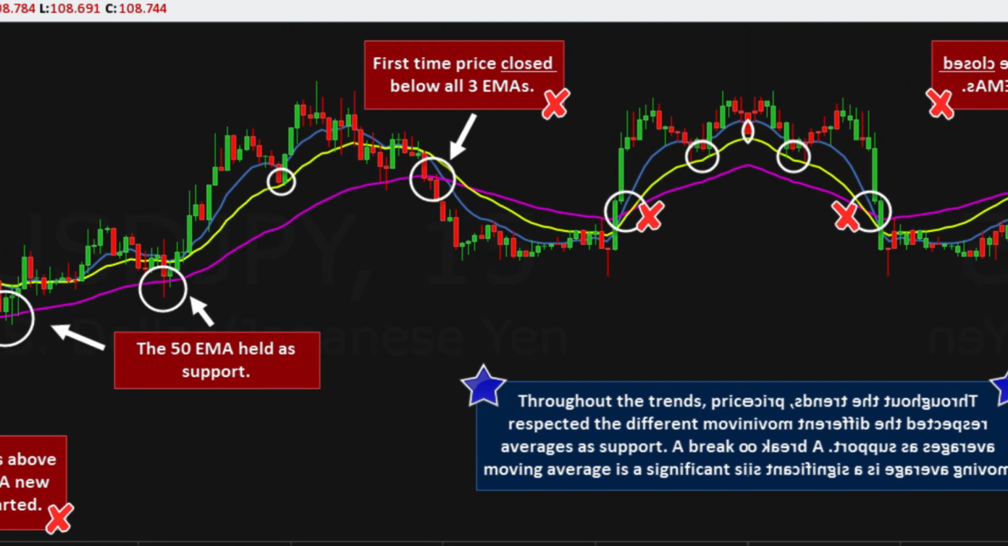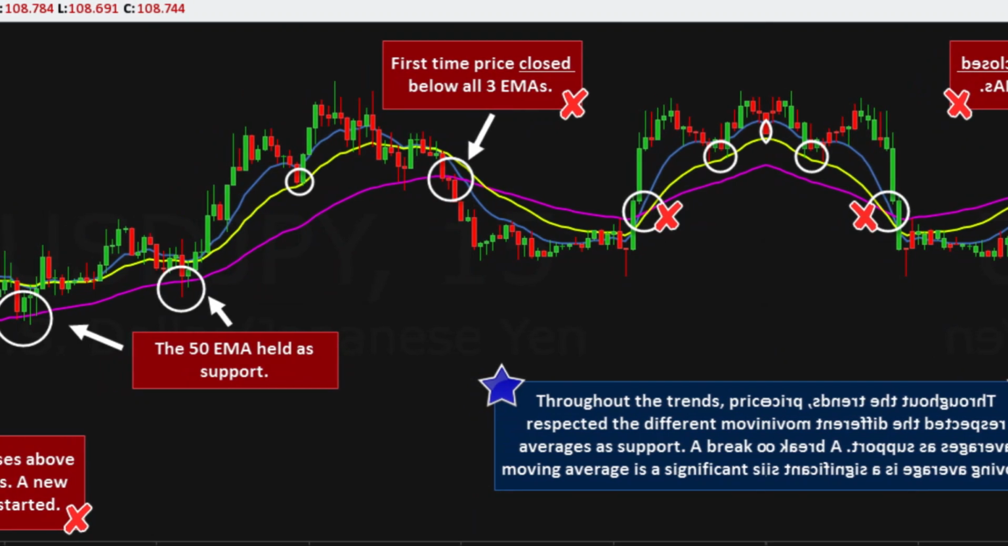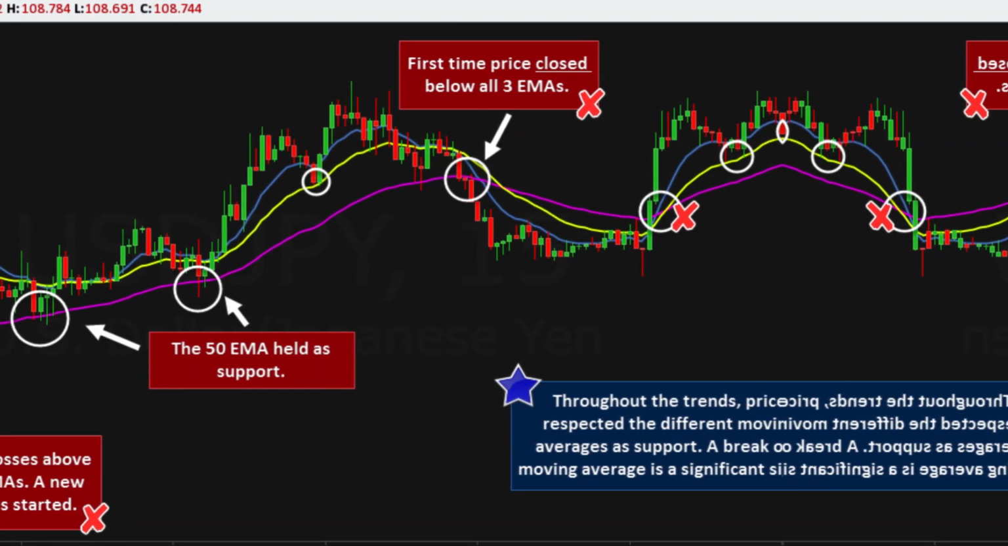Here we are on the pound Swiss. We're going to take a look at a bullish version of this strategy.